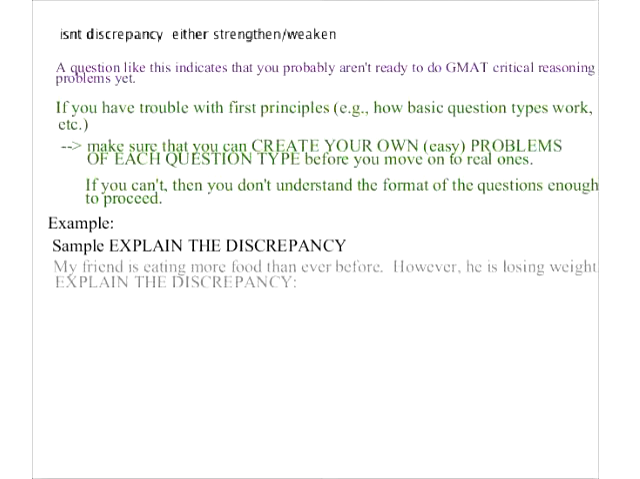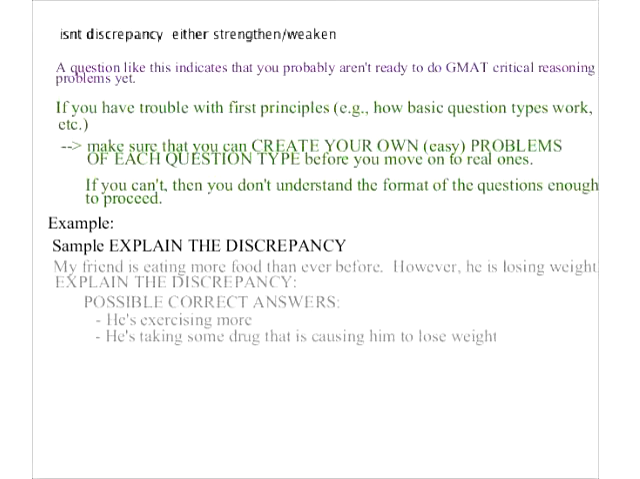So possible correct answers could be something like, he's exercising more. He's taking drugs that are causing him to lose weight. Yes, sick with some sort of wasting disease. Tapeworm would be a wasting disease. He's eating higher quality food, or low calorie food. So you get the point.